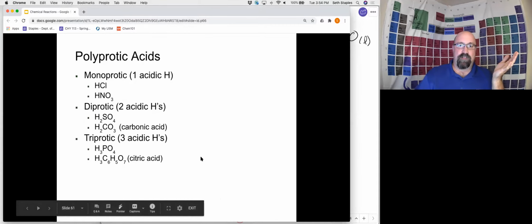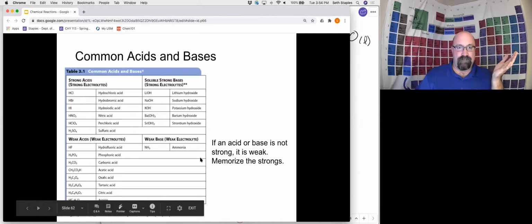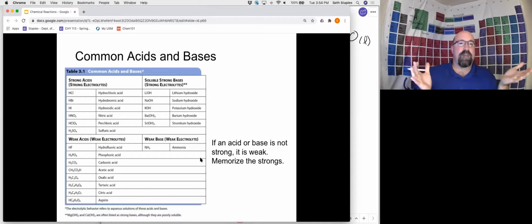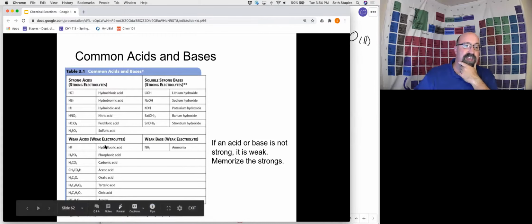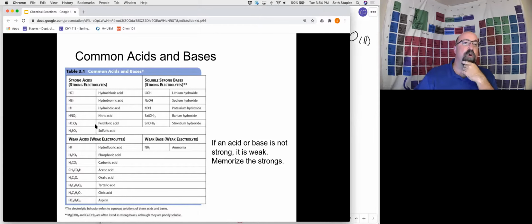That was less dramatic because it should have just gone on. There it is. You memorize this chart. That's sort of the bottom line. Now, you don't have to memorize the weak because, like I said, any acid that is not strong is weak, so you don't have to memorize these, but you do have to know your strong acids. And so HCl, HBr, HI, HNO3, HClO4, and H2SO4 are all strong acids. Memorize them. If you have an acid and it's not on that list, it's a weak acid.